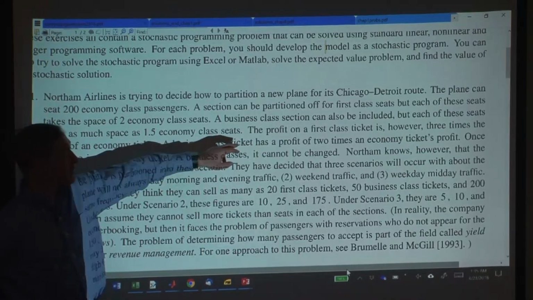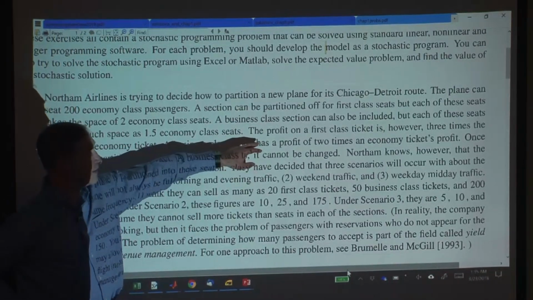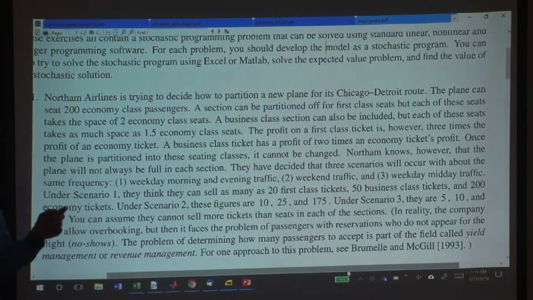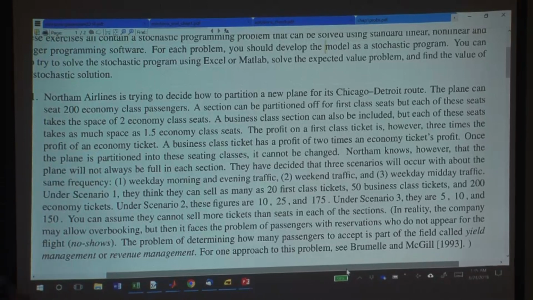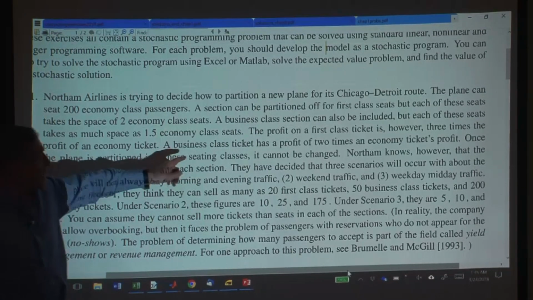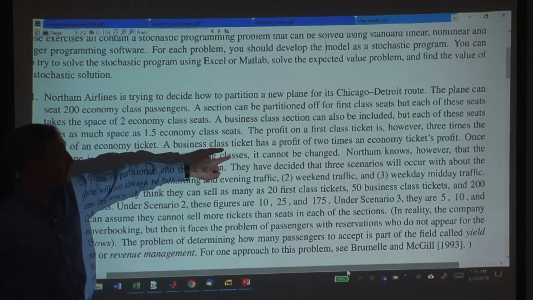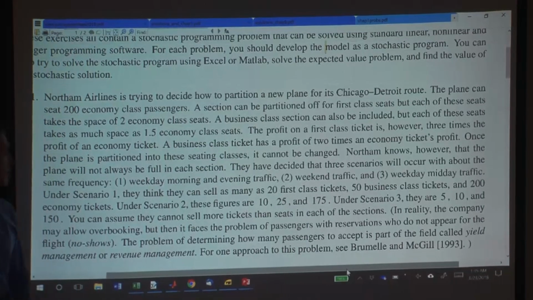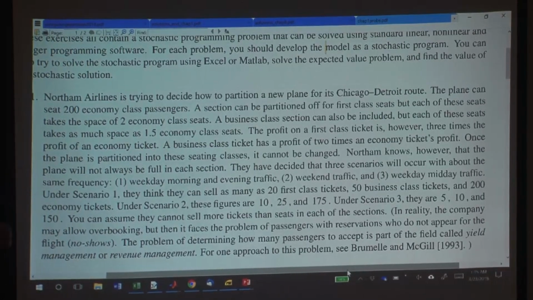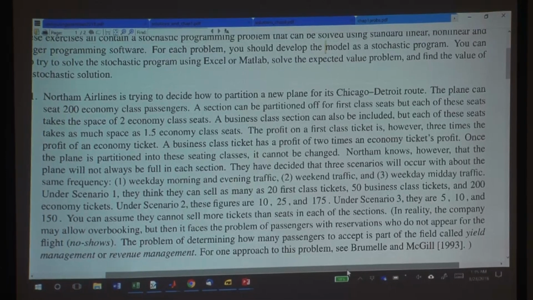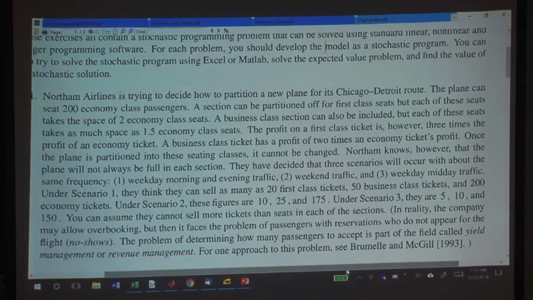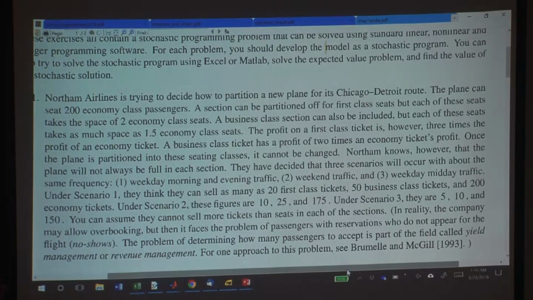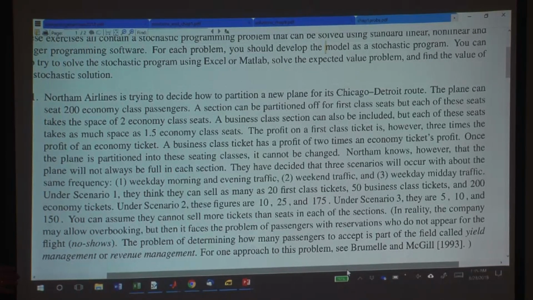There's a profit, so the profit on a ticket is 3 times higher for first class as it is for economy. And a business class ticket has a profit that's 2 times as high as it is for economy. Now, once you set up the plane, once you decide how many seats are in economy, how many in business, you can't change it, even though you might have different demand.